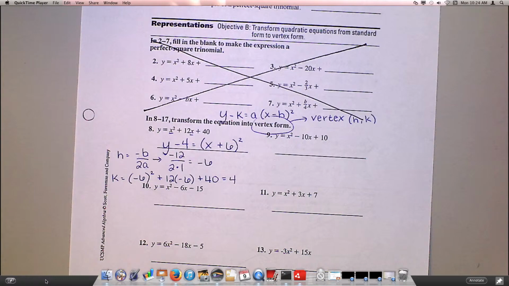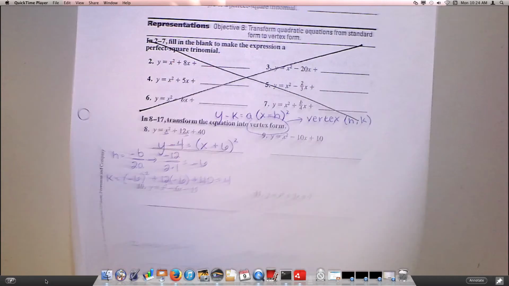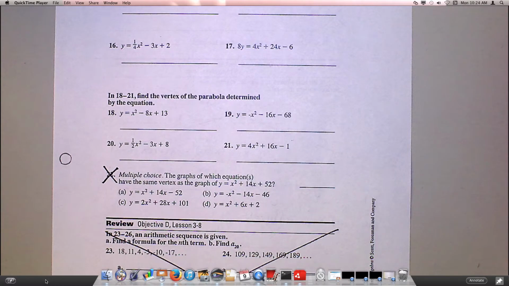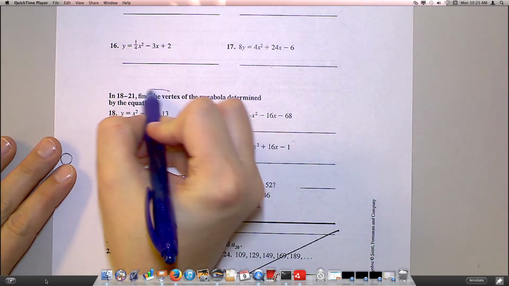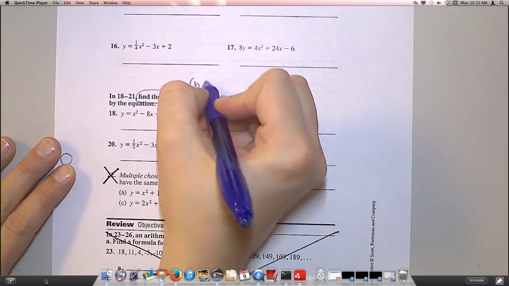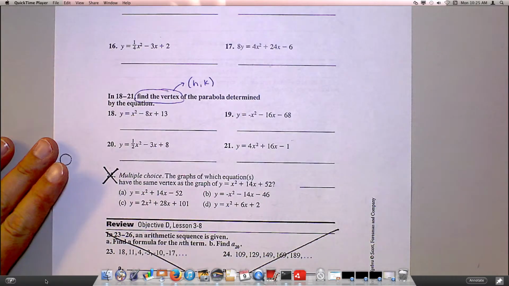Questions on that process at all? Give me another one. 19. Okay, 19. Did you only have to find H and K? Yes. For this one, you did not have to write in vertex form. You just had to find H and K. All of these where it just said find the vertex, remember the vertex is just H and K. Okay, so all you had to do was find those two numbers.